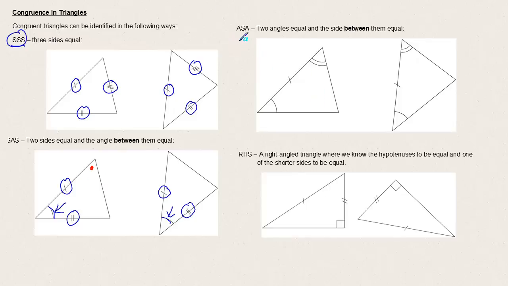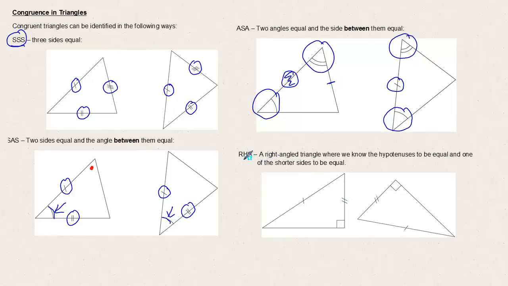We also have angle side angle. Two angles equal and the side between them equal. So the single ring here tells me that this angle is the same as this one. The double ring here tells me that this angle is equal to this one. And note that the side that we know is between those two angles. So if instead of being here, the side we knew was over here, these would not necessarily be congruent.